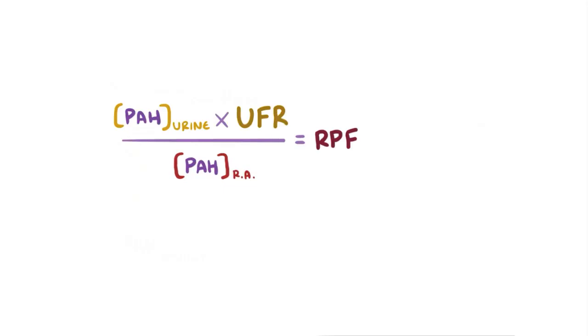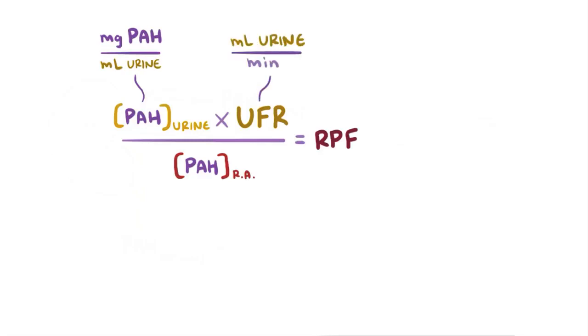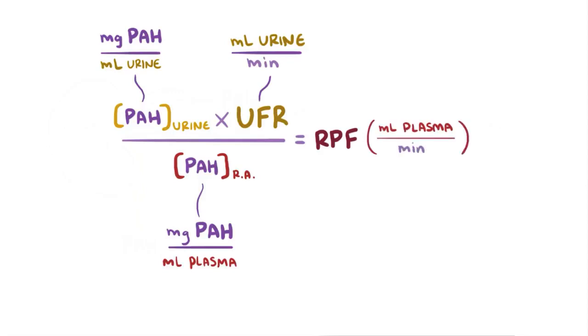We can solve for renal plasma flow by dividing by the concentration of PAH in the renal artery. So now we have the concentration of PAH in the urine, which is in milligrams of PAH per milliliter of urine, times urine flow rate, or milliliters of urine formed per minute, all divided by the concentration of PAH in the renal artery, which is also milligrams of PAH per milliliter. And when it's all said and done, you end up with renal plasma flow in milliliters of plasma per minute.